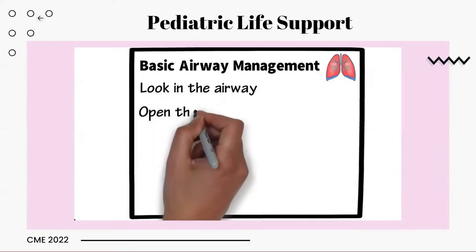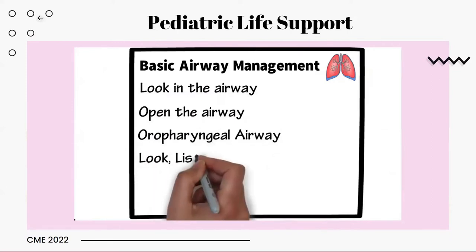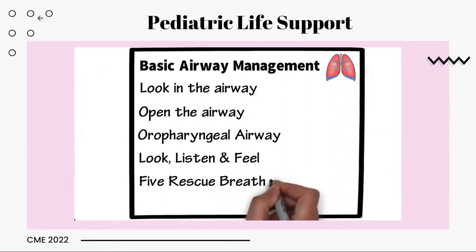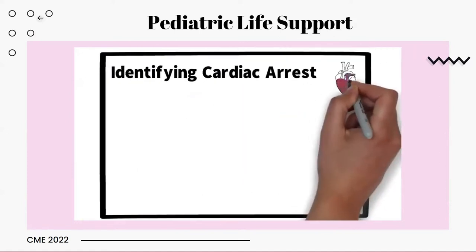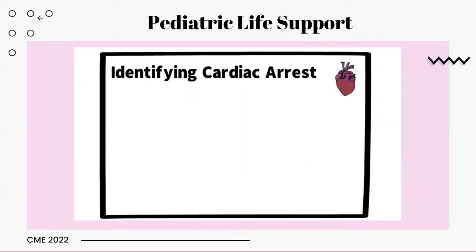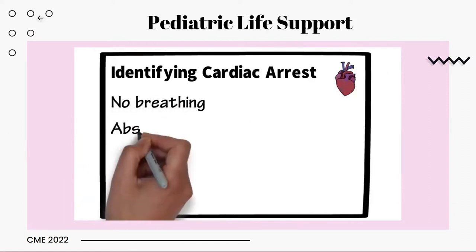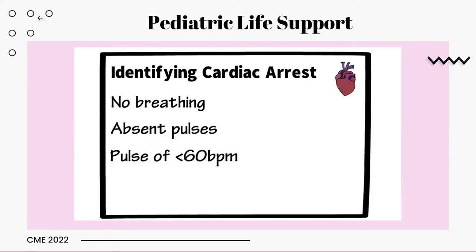Then we'll open the airway, we'll size up and place an OPA, and we'll look, listen, and feel for breathing for up to 10 seconds. We're then going to provide 5 rescue breaths and then reassess breathing and check for a pulse. It's at this point that we're probably going to identify cardiac arrest if it exists. And that will mean that there's no breathing, there'll be absent pulses or a pulse of less than 60 beats per minute in the pediatric algorithm.